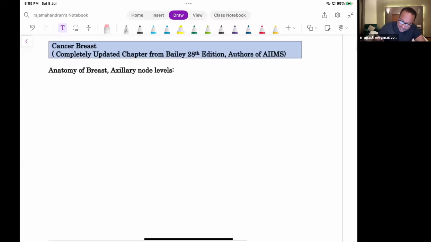So this is the anatomy of breast. This is the pectoralis major muscle.